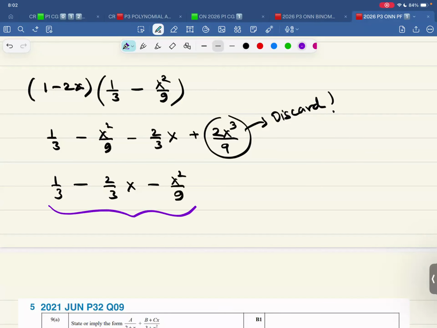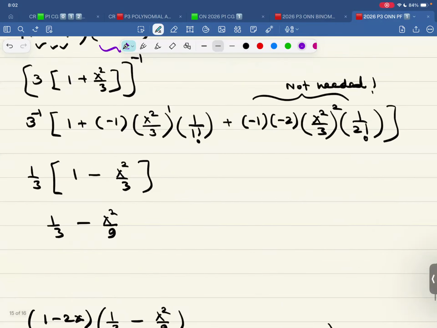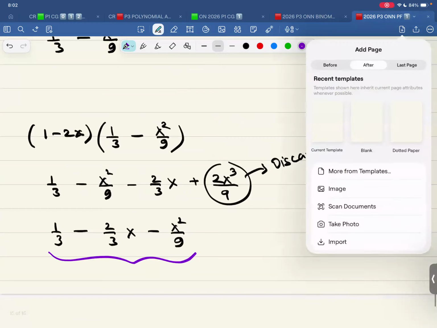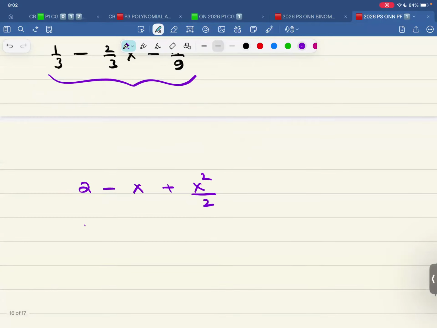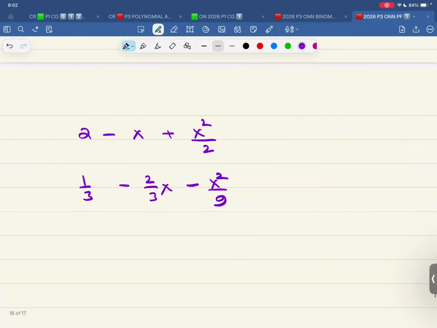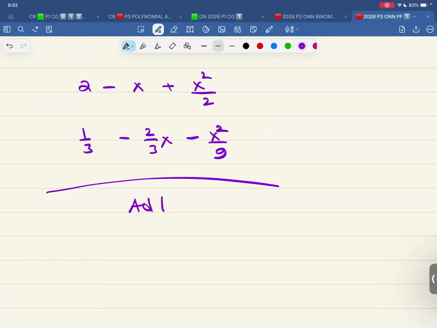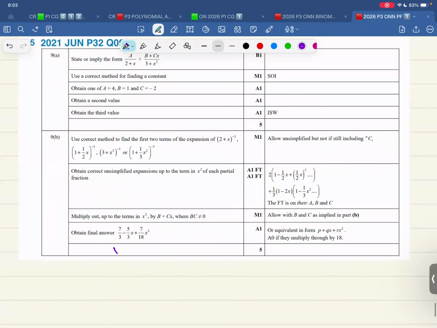Now these three terms and these three terms: 2 minus x plus x squared over 2, and 1/3 minus 2/3 x, and minus x squared over 9. Add it up, and after adding it up, this is what you will be getting: 7/3 minus 5/3 x plus 7 over 18 x squared.